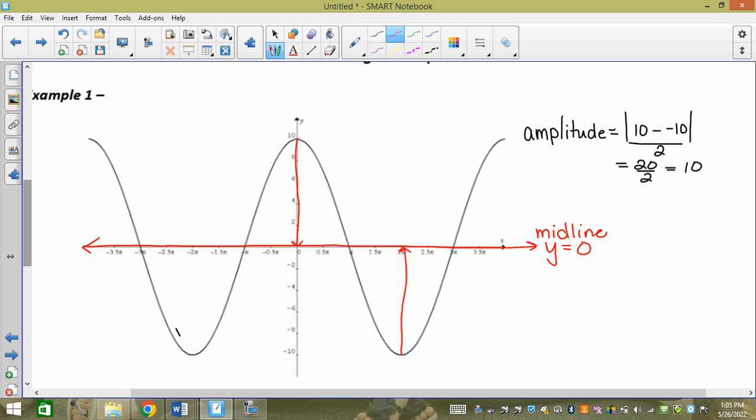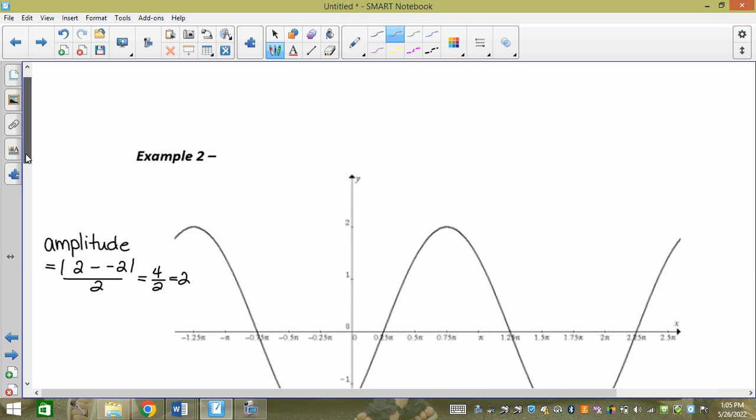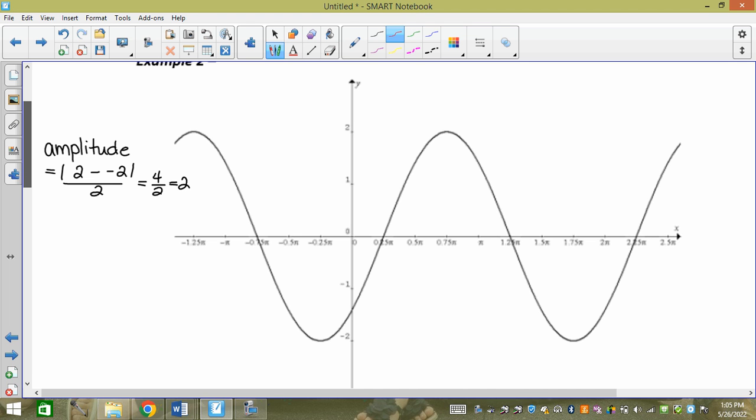Then we'll go to the second one. So this one we count down 2, which is the amplitude, count up 2, which is the amplitude, and once again we meet on the x-axis. This only happens when your graph is symmetrical about the x-axis. So this one I have a midline of y equals 0.